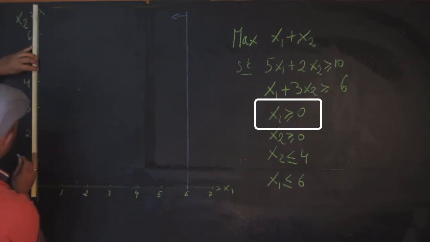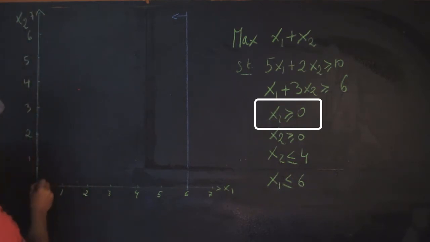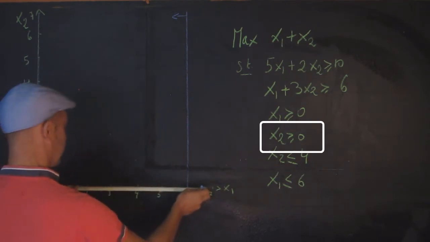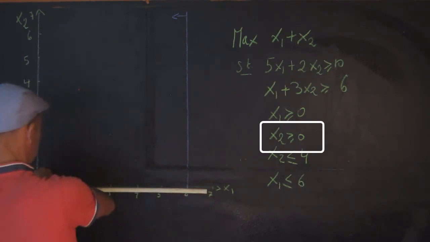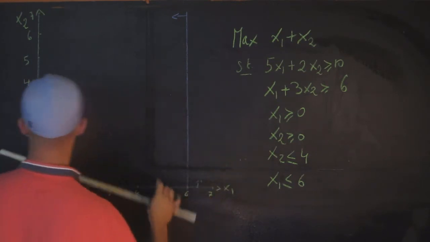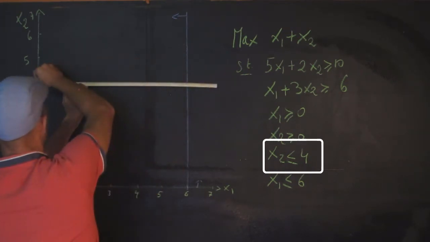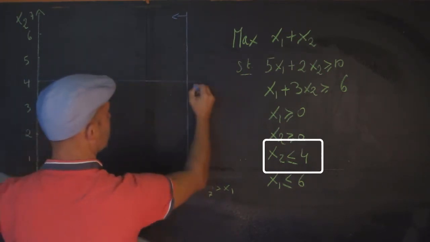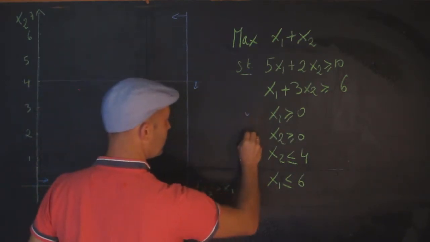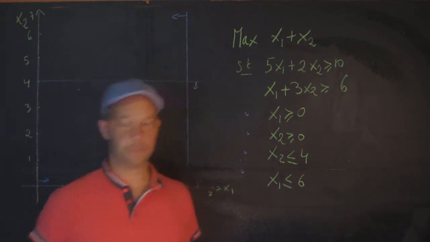I can quickly draw this constraint right here, and anything in that direction would be fine. We have x2 greater or equal to 0, so that would be anything here that is positive. And then we have x2 less or equal than 4, so that would come here, up. So now we already have an idea of what our feasible region is made out of using those 4 different constraints.